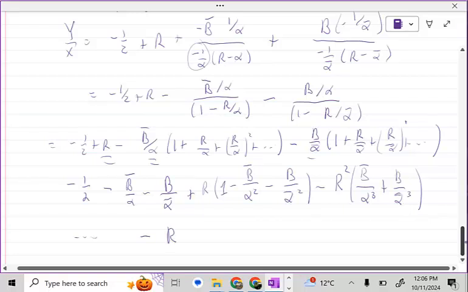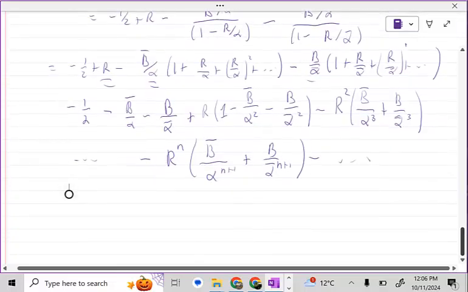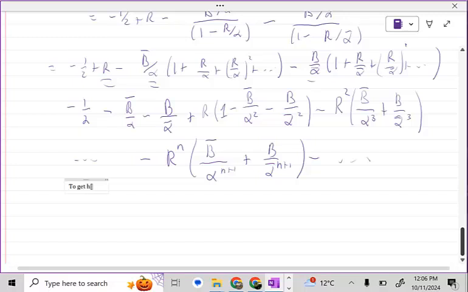It's going to be minus, if I take R to the n, for any n, I'm going to have b hat, beta conjugate, divided by alpha. Now the power down in the denominator is 1 more than the power up there. So that's going to be alpha to the n plus 1, and then the complex conjugate, b over alpha bar to the n plus 1, minus dot dot dot. Okay. All right, so that actually gives me the impulse response. So to get h of n, just take the coefficient of R to the n in the expansion.